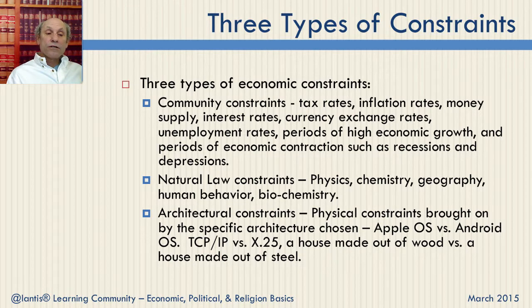And finally, you have architectural constraints. These are the physical constraints brought on by the specific architecture chosen. So I list here Apple OS versus Android OS, TCP/IP versus X25, a house made out of wood versus a house made out of steel. The specific architecture that you're working in is going to have constraints. So if you're working on Apple, you have different constraints than you're working under Android.